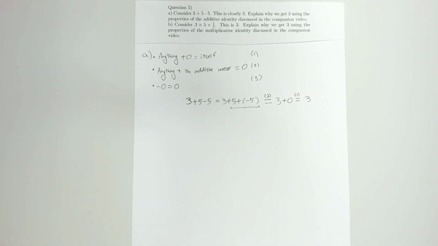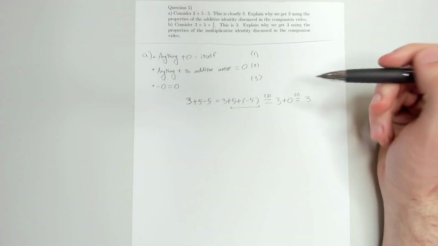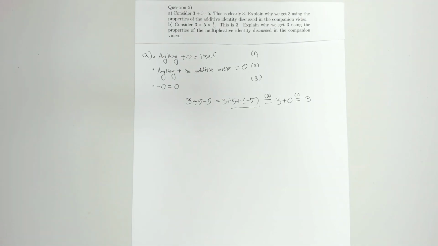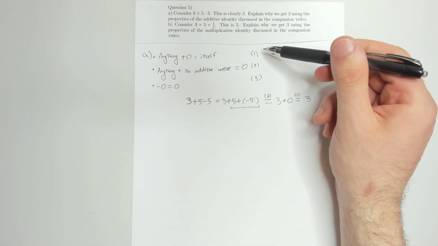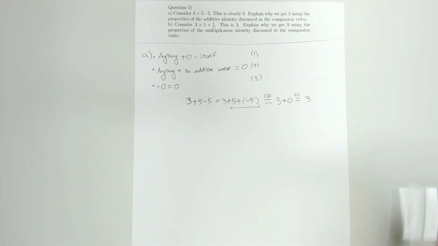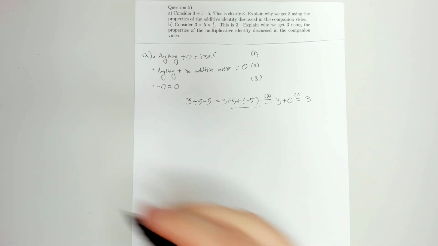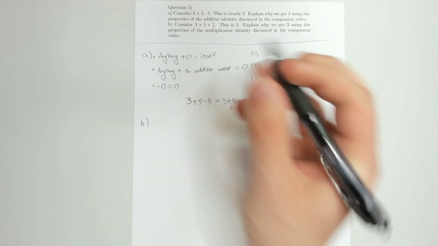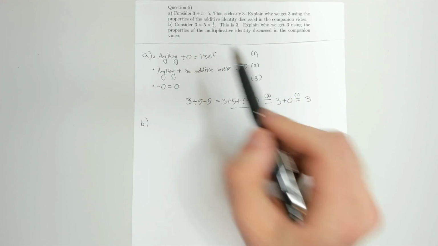Again, this seems overly complicated, and in some ways it is. But the point of this exercise is to give you practice with using some of these properties of 0 or some of these properties of the additive inverse. With that in mind, let's try and do part B, and it's a very similar idea except just using the multiplicative properties. So it says consider 3 times 5 times a fifth.